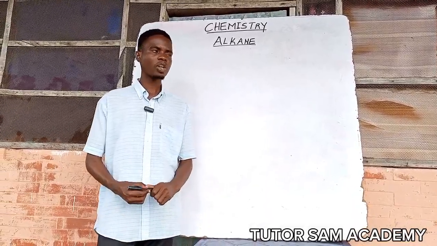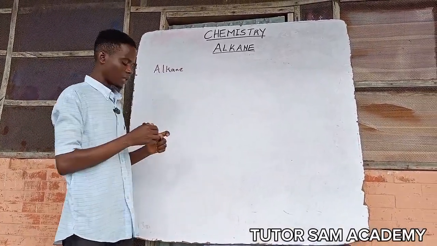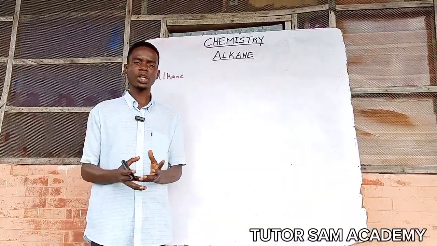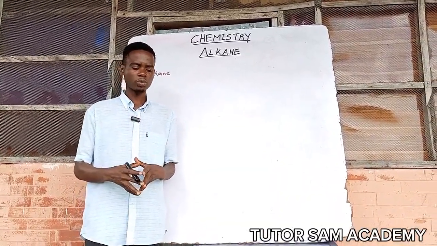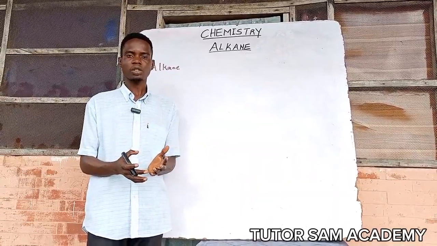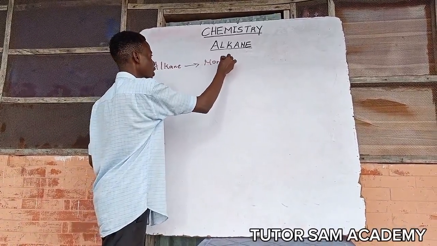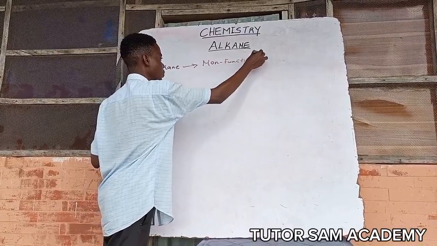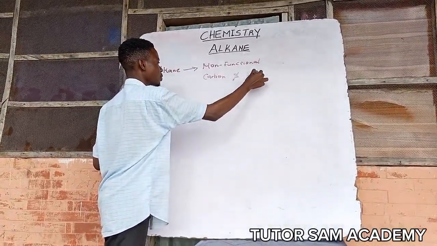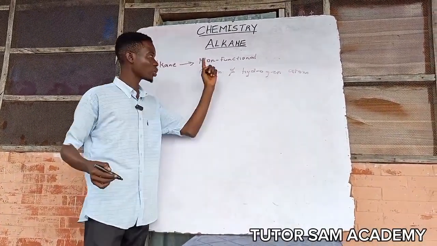So what are alkanes all about? Alkanes are non-functional group compounds. That is, they don't have a functional group. They are made up of carbon and hydrogen. Alkanes belong to hydrocarbons. First thing you should take note of alkane is that they are non-functional. They contain carbon and hydrogen atoms.